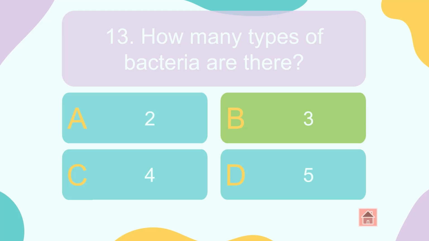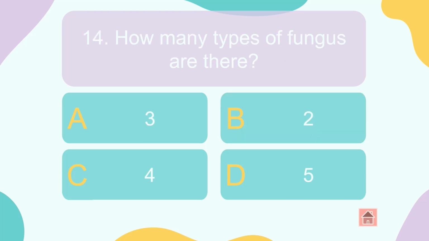Well done. Now, how many types of fungus are there? Are there 3, 2, 4, or 5 types of fungus? Okay, so the correct answer is A. There are 3 types of fungus.